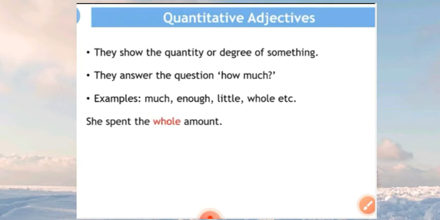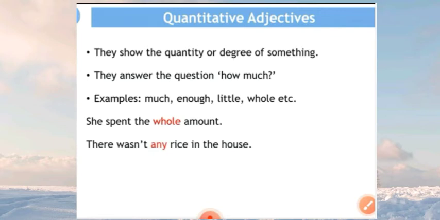She spent the whole amount. So here amount is my noun and whole is a quantitative adjective because it is giving me more information about the amount that she spent. So if I ask the question, how much did she spend? You can give me the answer, she spent the whole amount. This is what makes it a quantitative adjective.